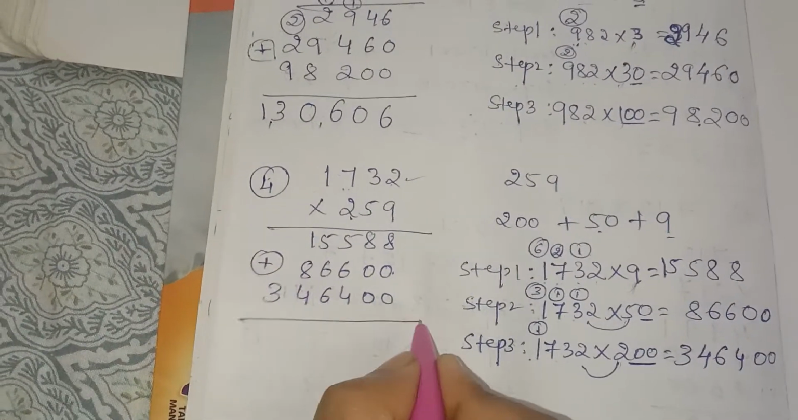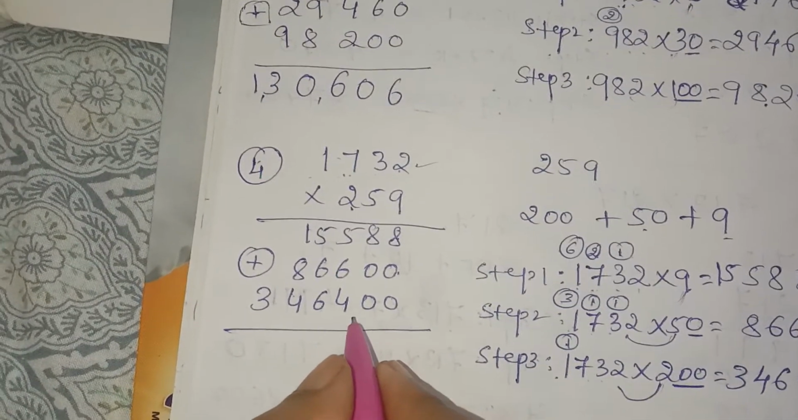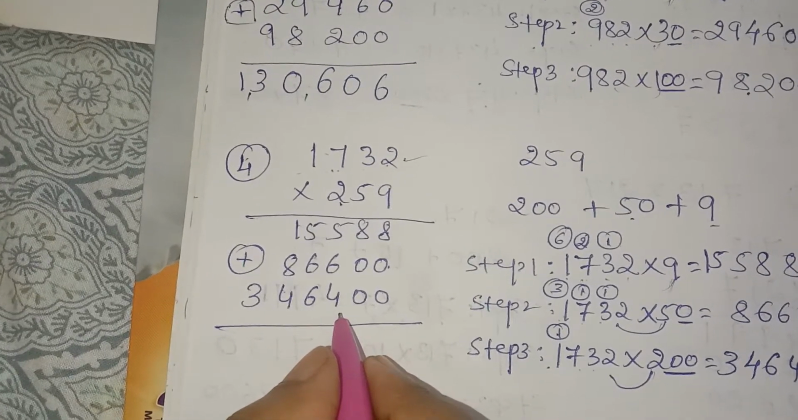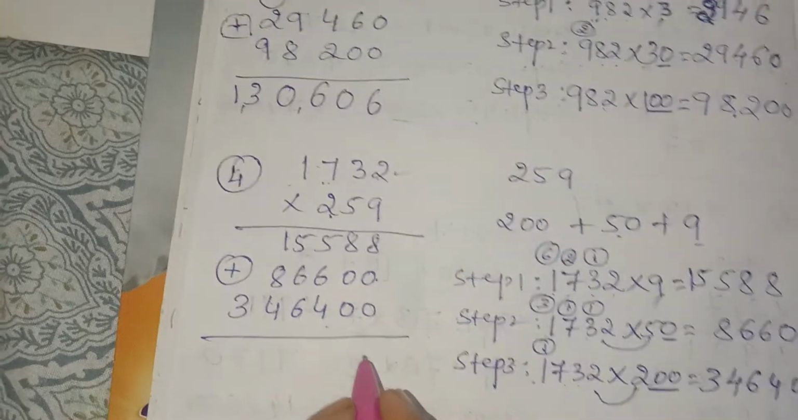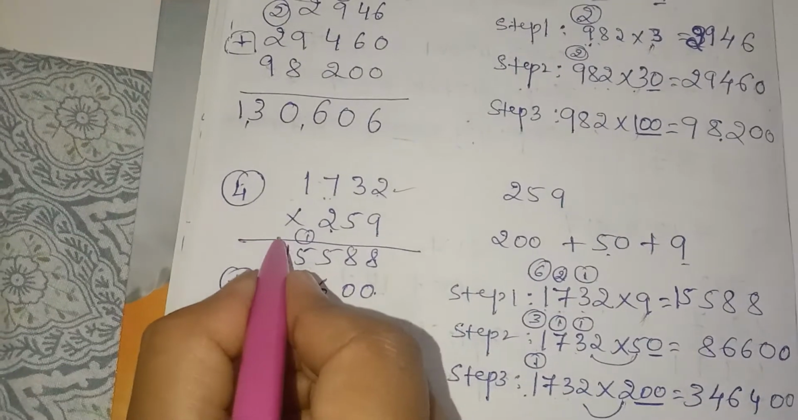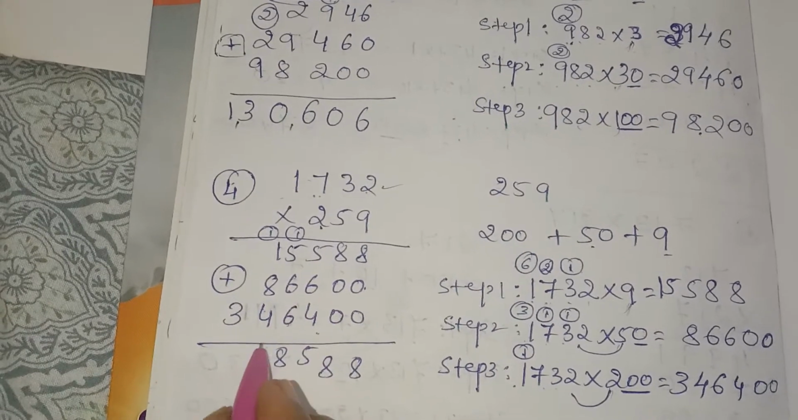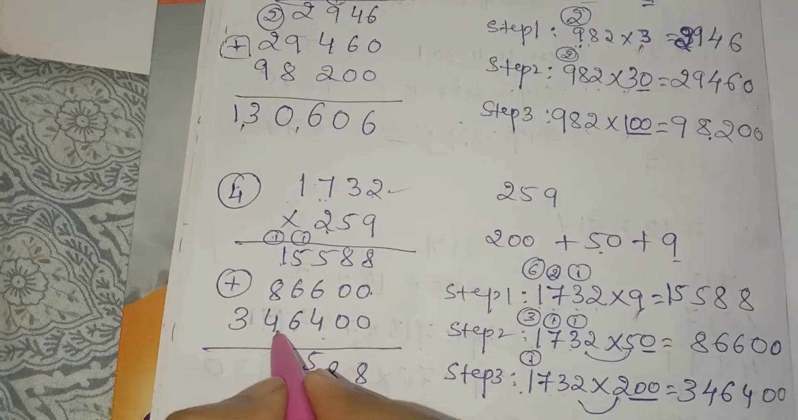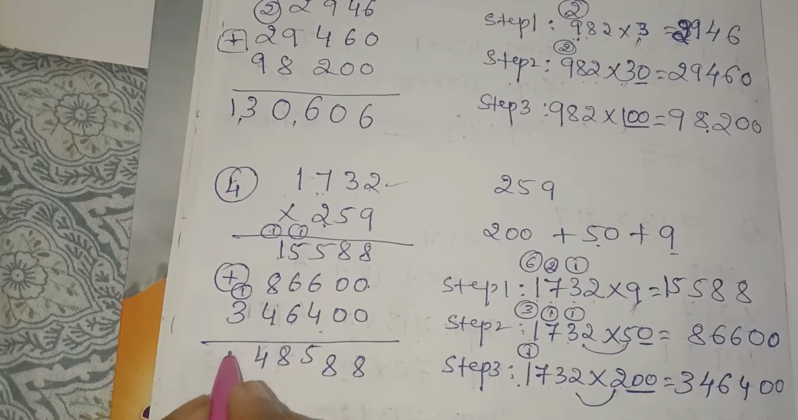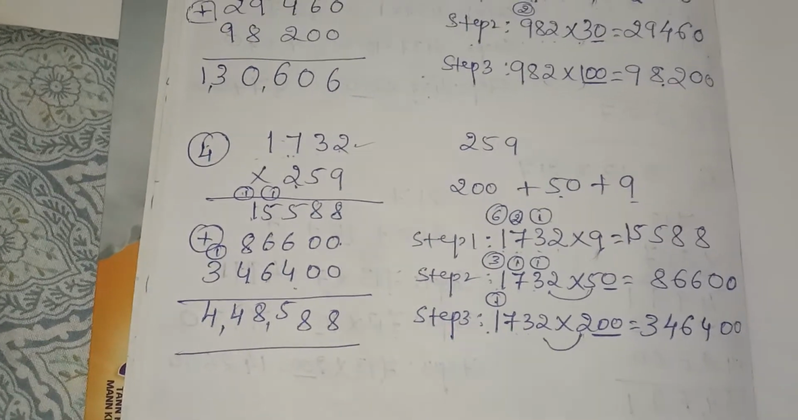Add these three numbers. See here, write the numbers in a column properly. 8 8 15, 18, 6 6s, 6 3s are 18, 8 9 10, 10 plus 4 is 14, 4. I got 448,588. Got it, children?